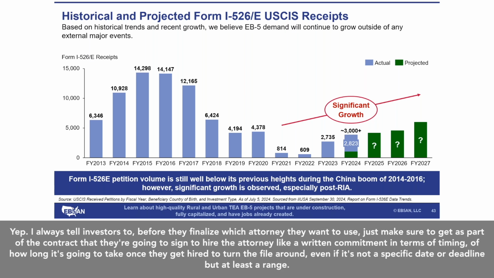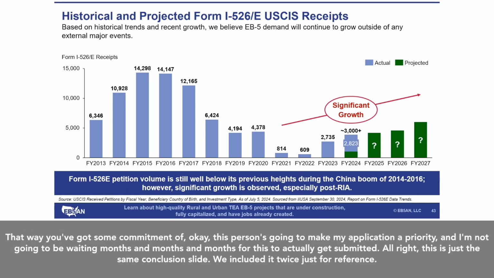Yep, I always tell investors to, before they finalize which attorney they want to use, just make sure to get as part of the contract that they're going to sign to hire the attorney, like a written commitment in terms of timing of how long it's going to take once they get hired to turn the file around, right? Even if it's not a specific date or deadline, but at least a range. That way you've got some commitment of, okay, this person's going to make my application a priority, and I'm not going to be waiting months and months and months for this to actually get submitted.